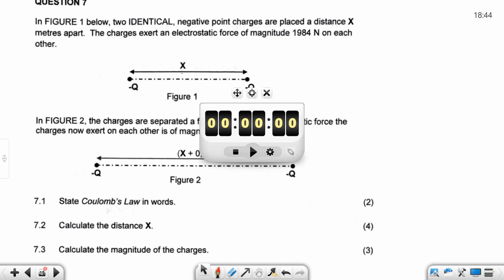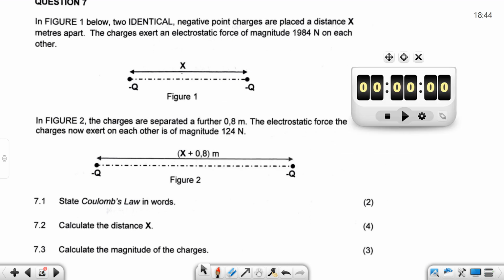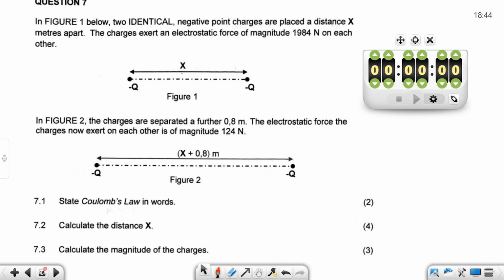Now we're looking at electrostatics. Let me give you 6 minutes to try. Please give it your best shot. Read, interpret, use your formula page. All right, use your formula page quickly. 7 minutes.